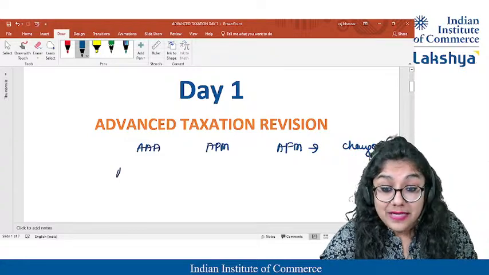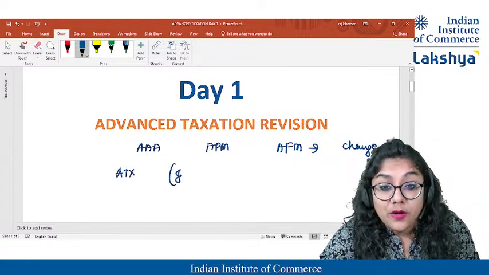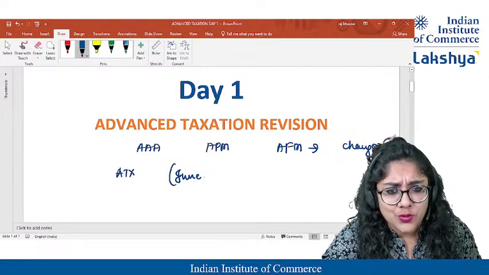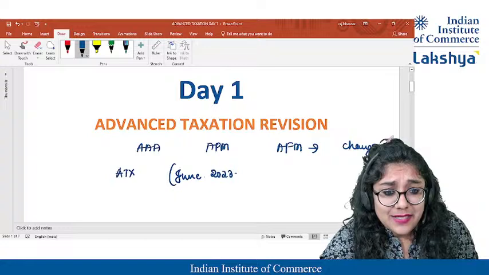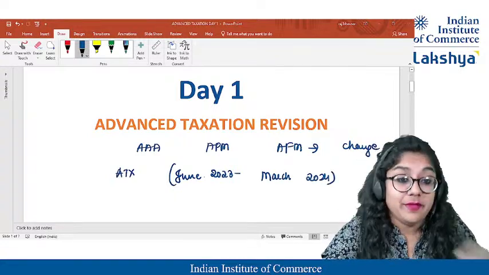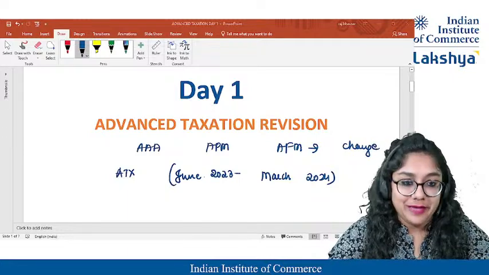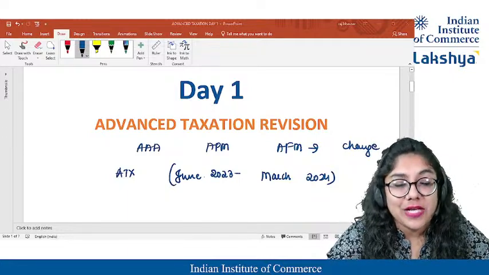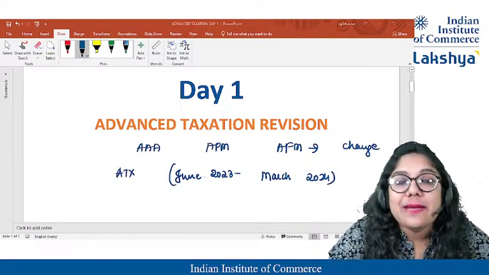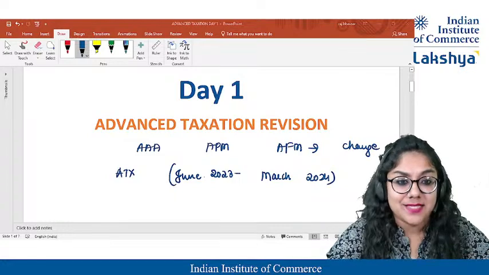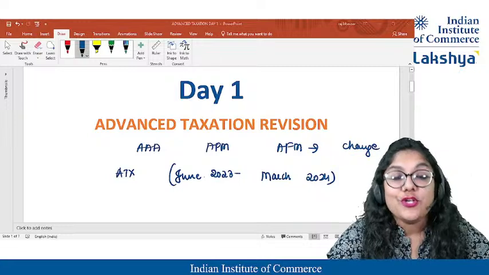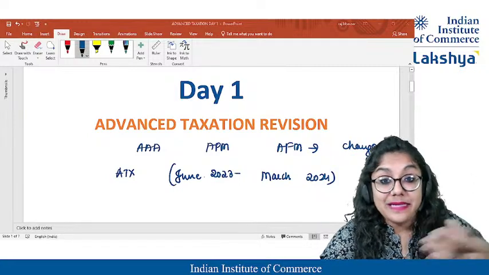But when I say ATX, guys, we know the examination in June, we have June 23 to March 24. Only this is applicable for this much because we have the FA, that is the Finance Act, for the fiscal year. The Act keeps on changing because there are amendments. Yes, the tax rules have to change, the things need to change. So our syllabus also gets amended very soon.